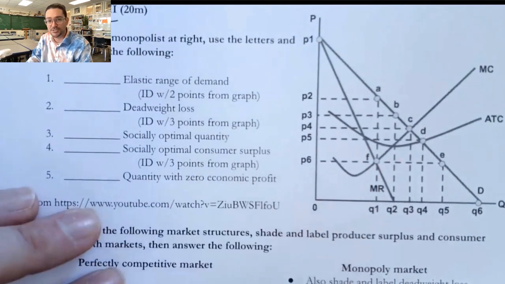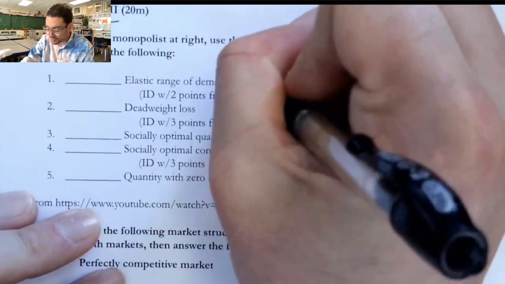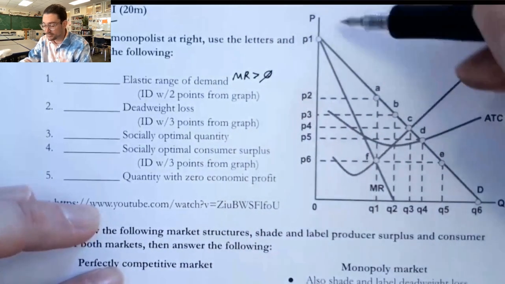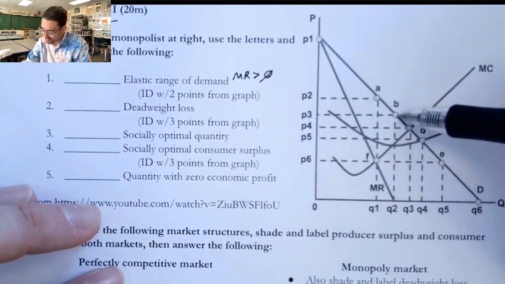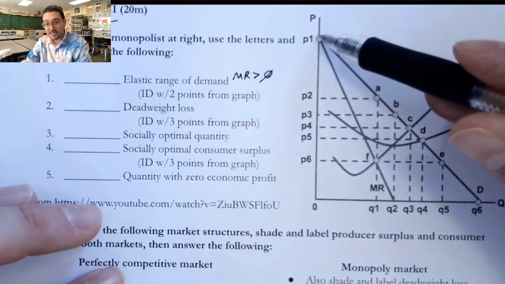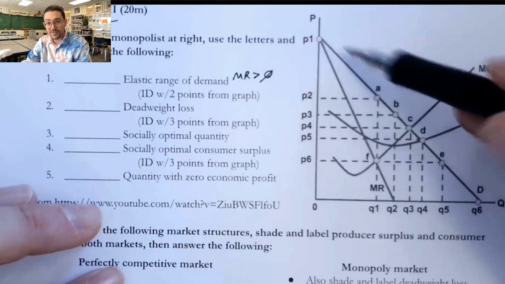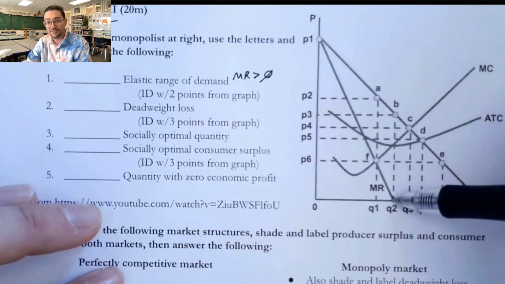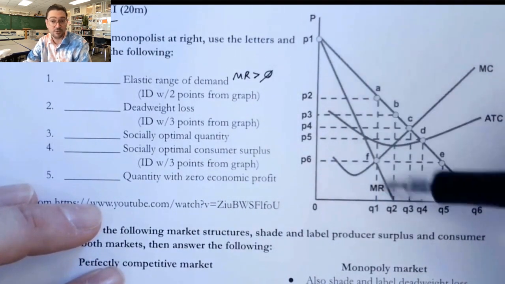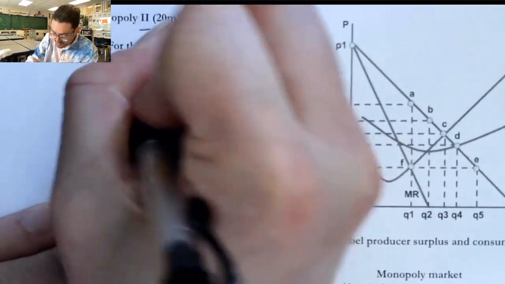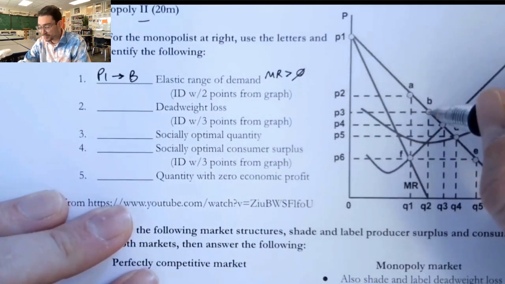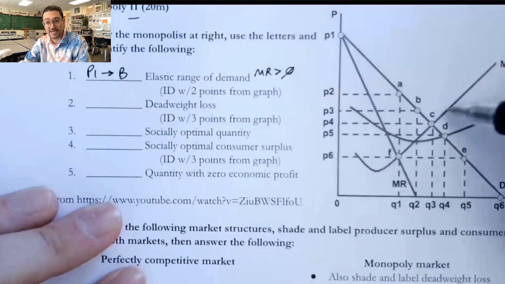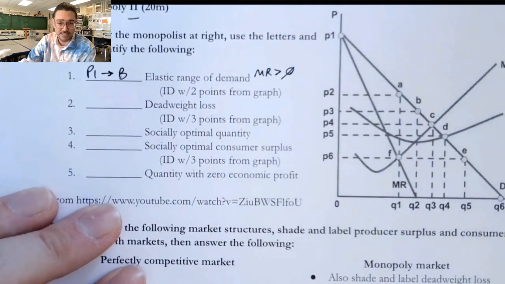The elastic range of demand. Well, this is going to be the range where marginal revenue is greater than zero. And so I'm going to look at the demand curve and the marginal revenue and go, okay, all the way up the demand curve to point B, all the way up to P1, that's the range of the demand curve where marginal revenue is greater than zero, right? Where that curve is above the x-axis. So we would say P1 to point B, that's the range. It goes all along the demand curve. Point B is actually the unit elastic point, and then past that point's the inelastic range.